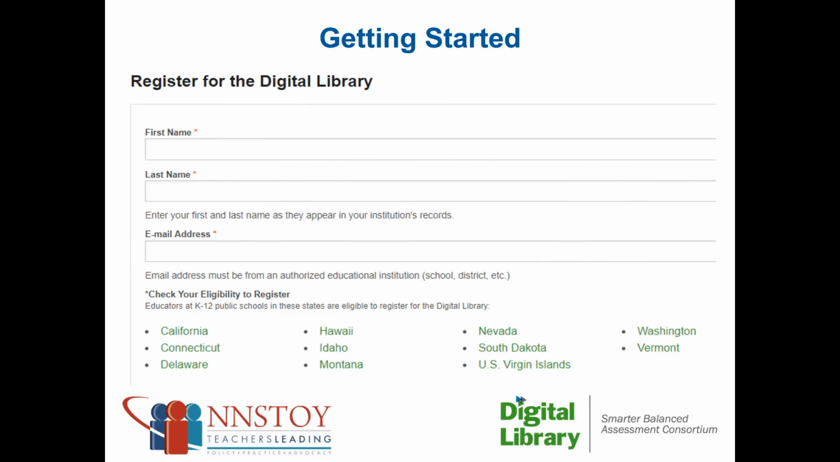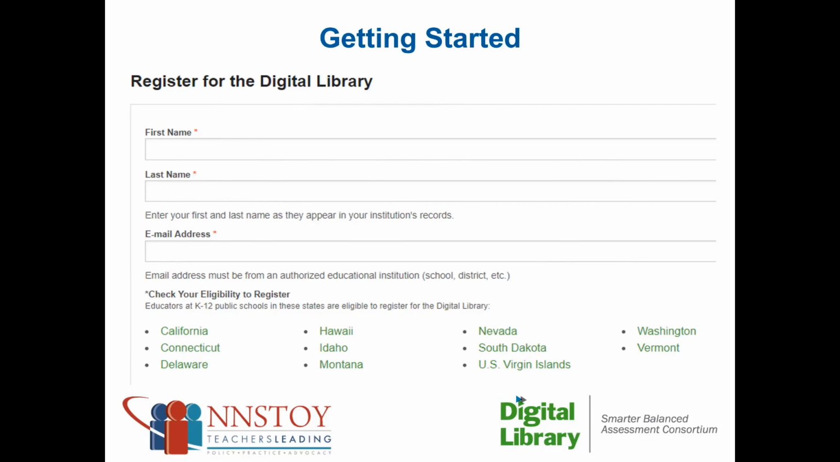So the first thing you'll see is that you need to register. When you first start to use the digital library, you'll be asked to register for an account. The digital library is accessible to people who have an email associated with an authorized educational institution in a state that participates in the consortium. And you can see on the screen there's a list of the states and the basic things that you'll be asked to fill out.